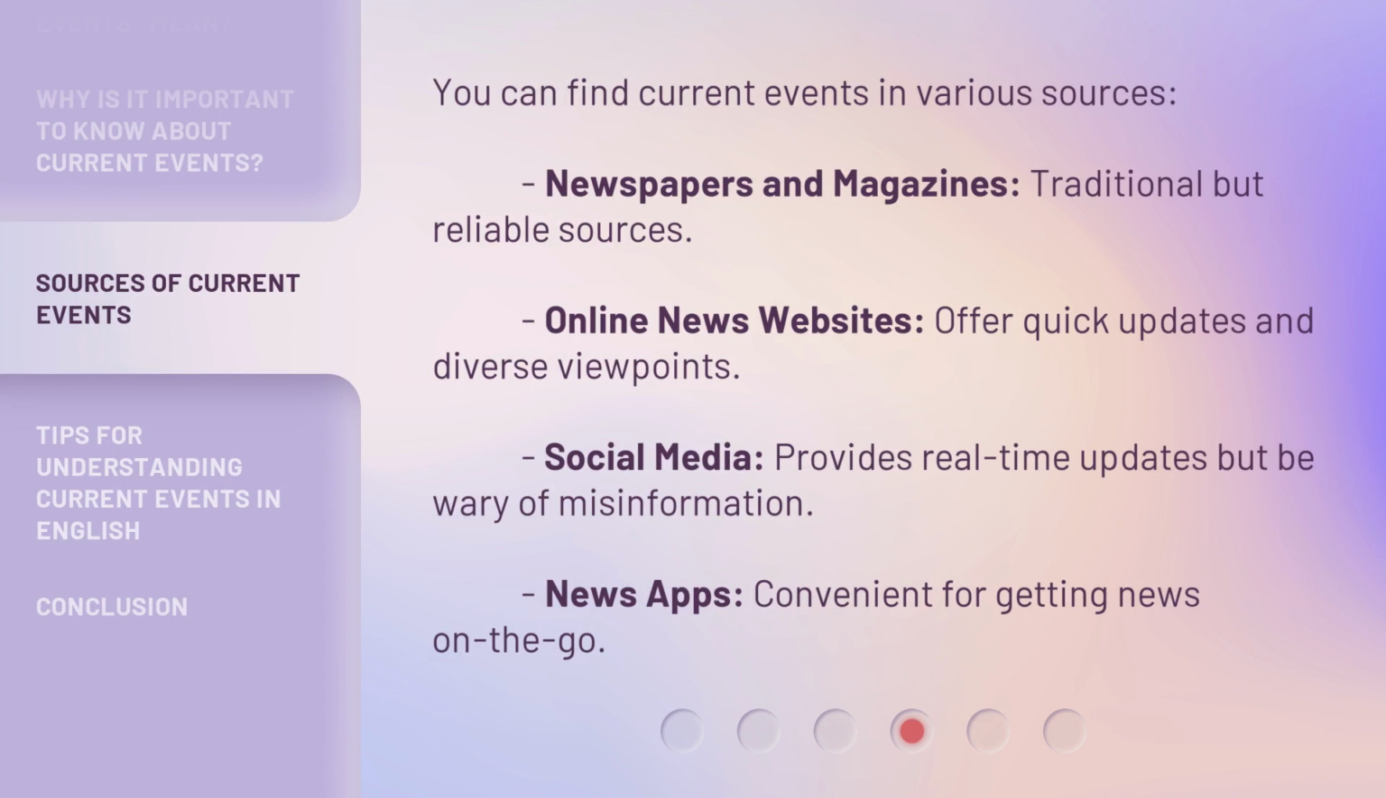You can find current events in various sources: newspapers and magazines, traditional but reliable sources. Online news websites offer quick updates and diverse viewpoints. Social media provides real-time updates, but be wary of misinformation. News apps, convenient for getting news on the go.